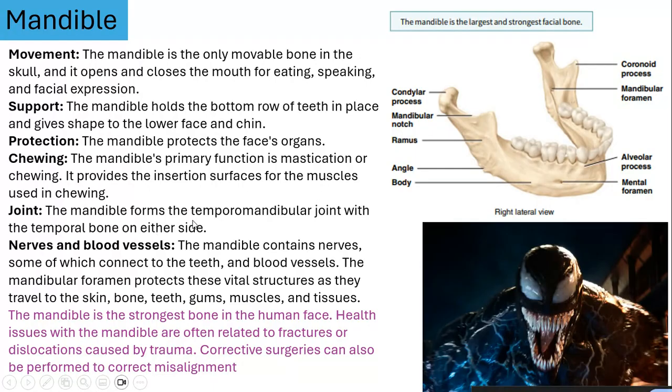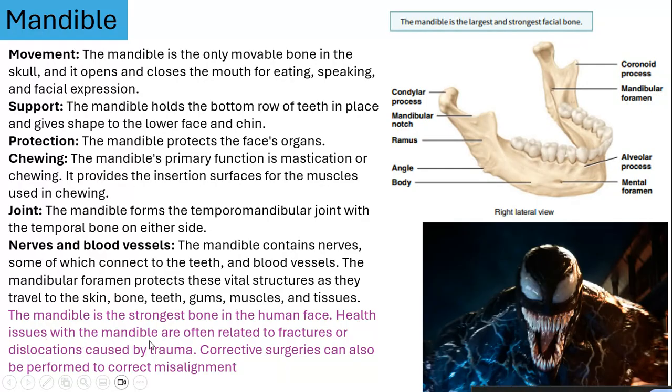The joint. The mandible forms the temporomandibular joint with the temporal bone on either side. Nerves and blood vessels. The mandible contains nerves, some of which connect to the teeth, and blood vessels. The mandibular foramen protects its vital structures as they travel to the skin, bone, teeth, gums, muscles, and tissues. The mandible is the strongest bone in the human face.